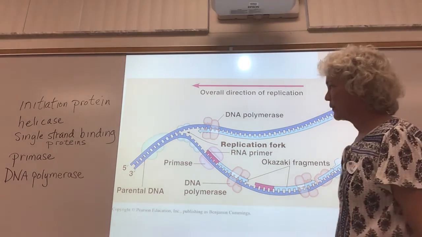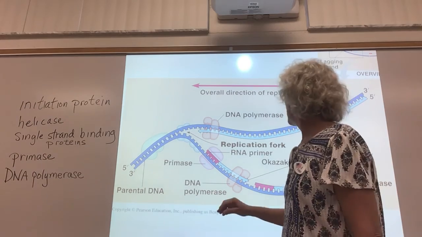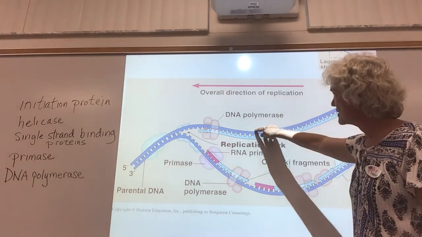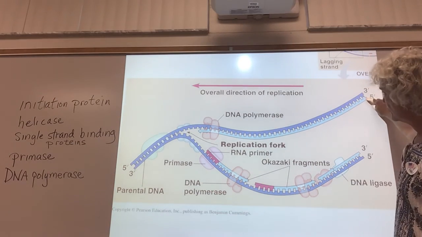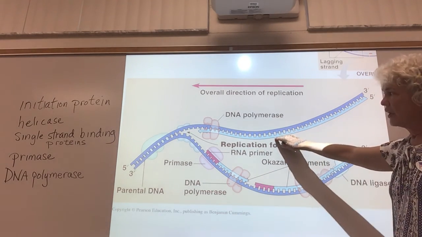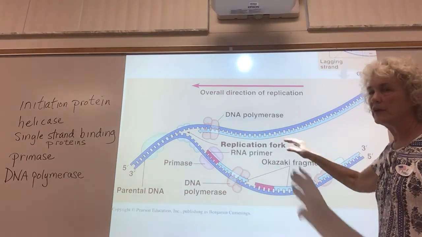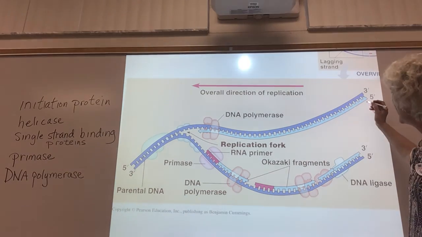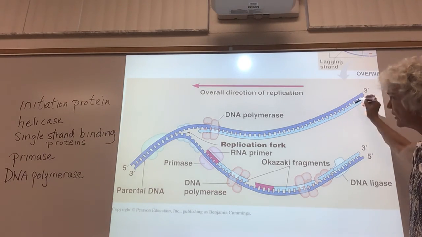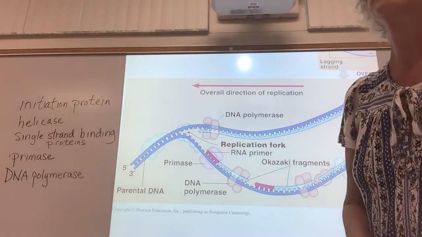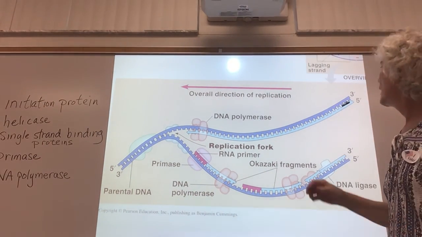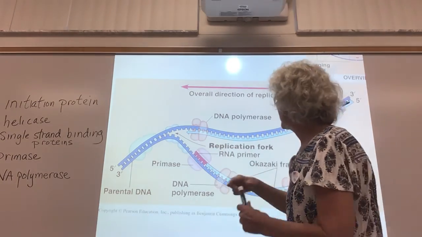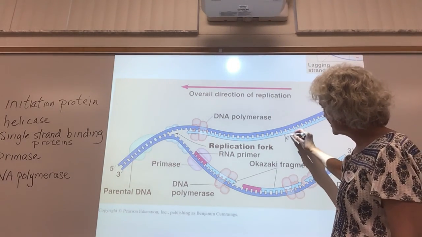Okay, so now that we are looking at this, notice that this is the original 3-5 piece, and this was the original 5-3 direction that we're going. This overhead would be a lot more complete, in my opinion, if it had a primer up here, so that you could see that that was the leading strand starting at the primer and continuously copying all the way down. So this part right here is the leading strand.